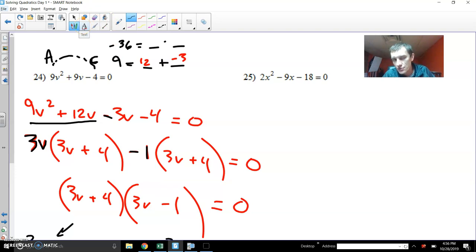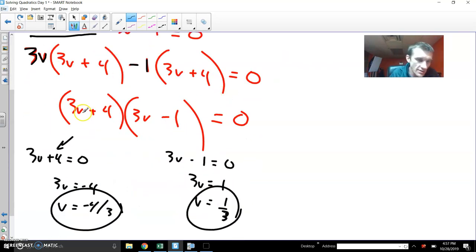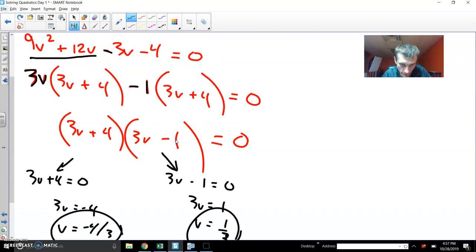But now you're doing that because your ultimate goal is to solve for what makes it 0. So now I have set both of these equal to 0. 3v plus 4 equals 0, and we're going to subtract 4 to the other side, divide by 3, and so one of your answers is negative 4/3. Alternatively, if you set the second one equal to 0, we're going to add 1, divide by 3, and you end up getting 1/3 as another answer. And so those are my two solutions to the problem, all done through factoring.